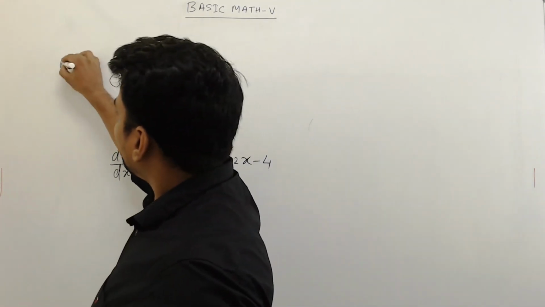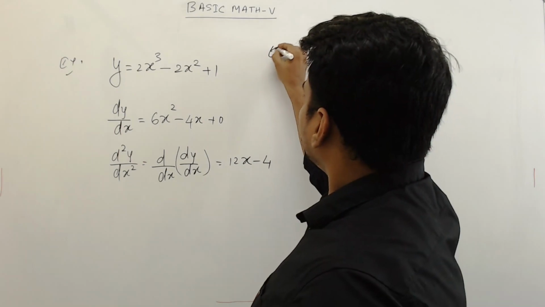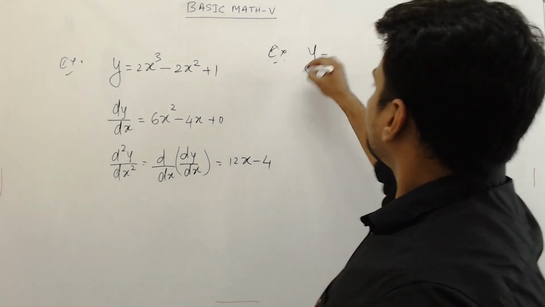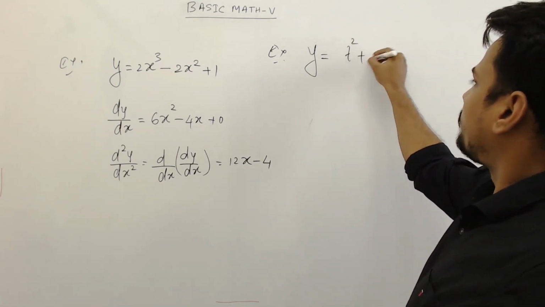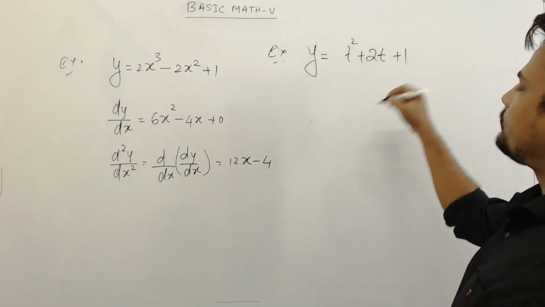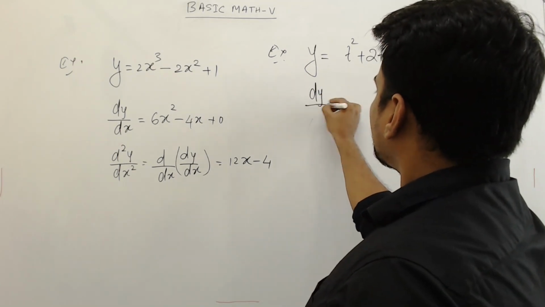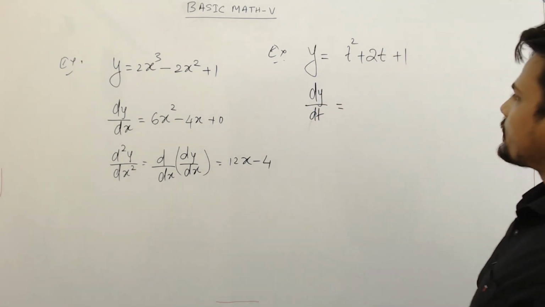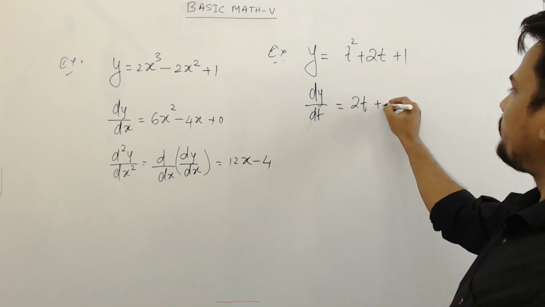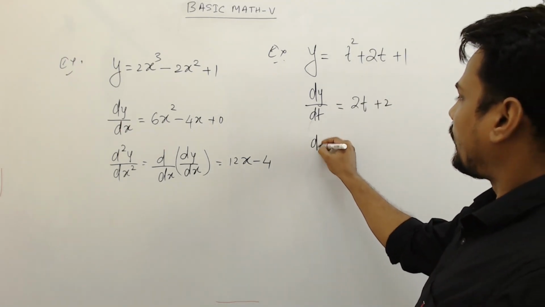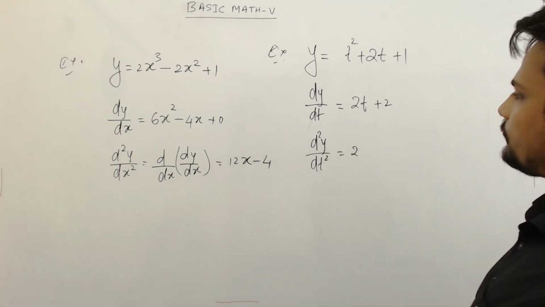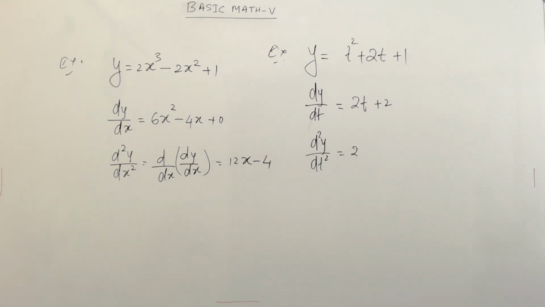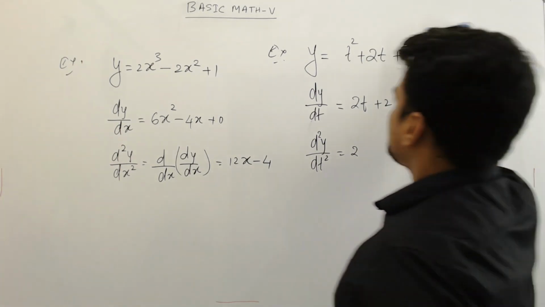Maybe we can have one more example. Let's say this time I choose y as a function of t, so I can have t square plus 2t plus 1. If I differentiate this with respect to t, for the first time it is going to be how much? 2t plus 2, and this is going to be 0. And in case of second order differentiation, this is going to be just 2. So this seems to be a very simple and basic one. All good?